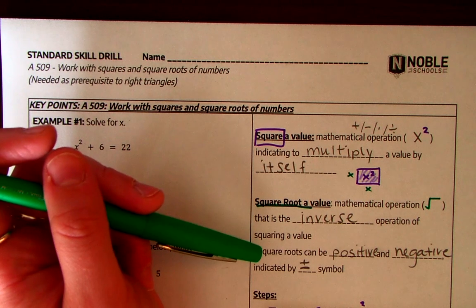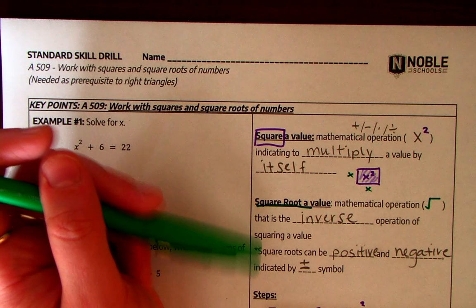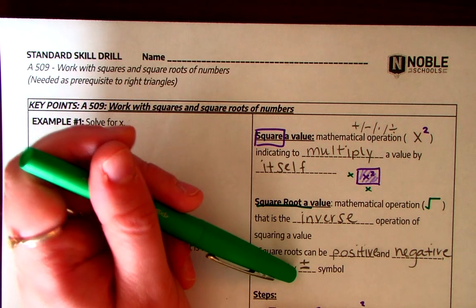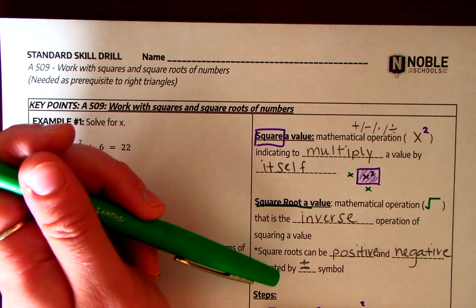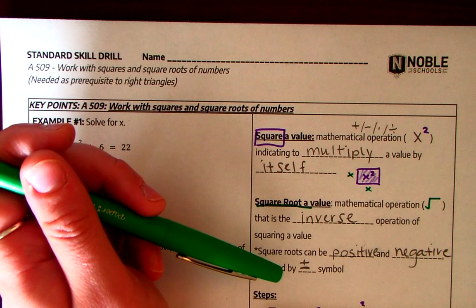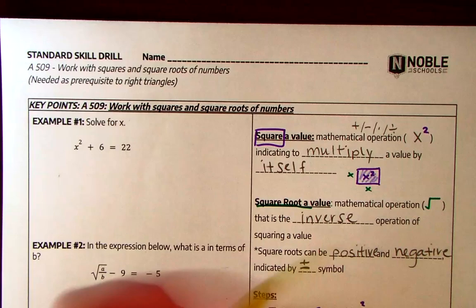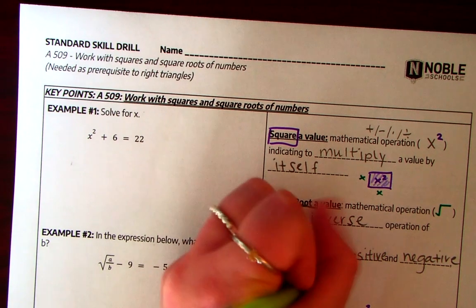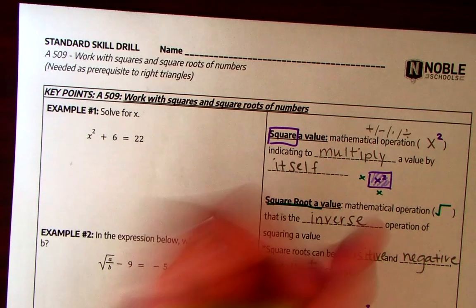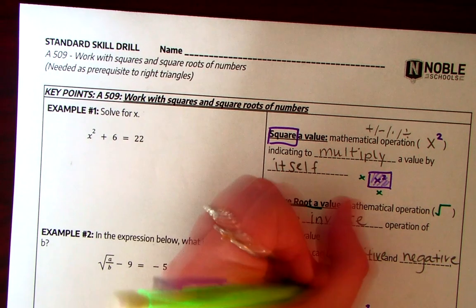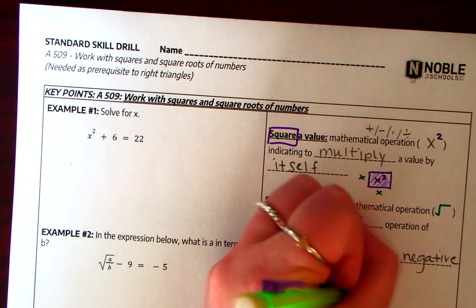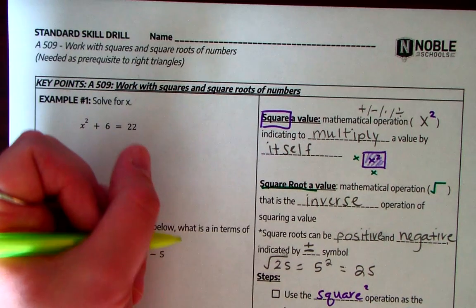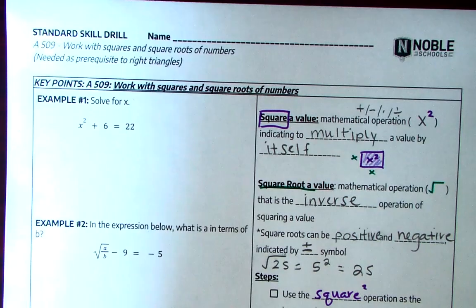Square roots can also be positive and negative, which we indicate using the plus or minus symbol. That's because if you square root a number, let's do an example really quickly. If I take the square root of 25, I get 5. That means 5 squared equals 25, right? 5 times 5 equals 25. Well, negative 5 times negative 5 also equals 25. So that's why you can get a positive or a negative.